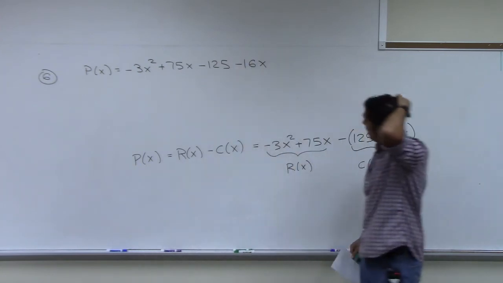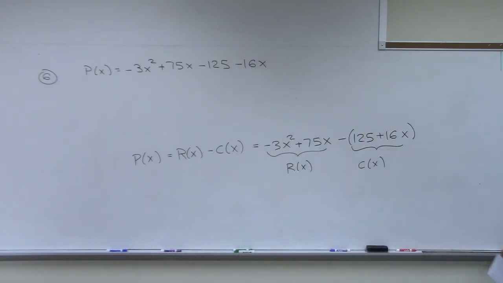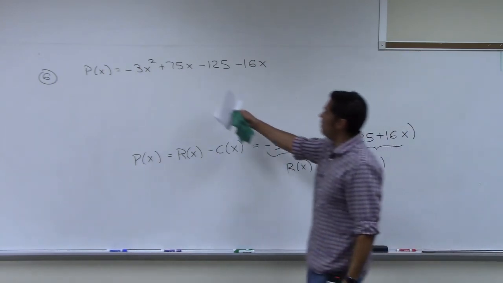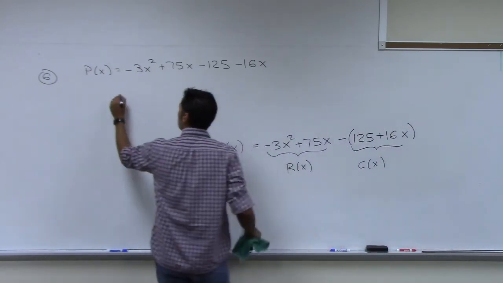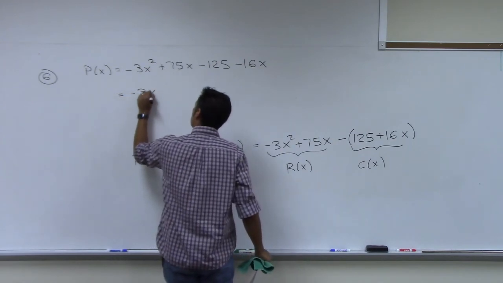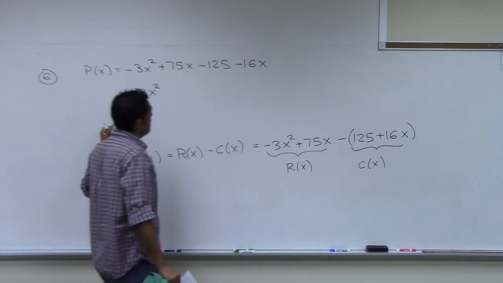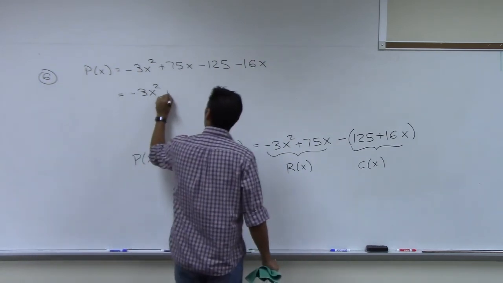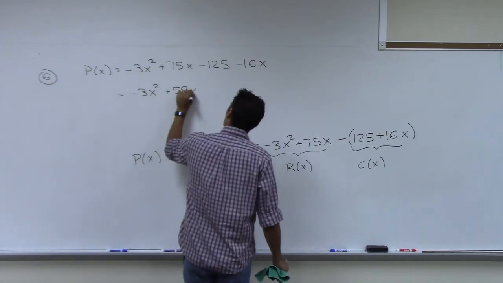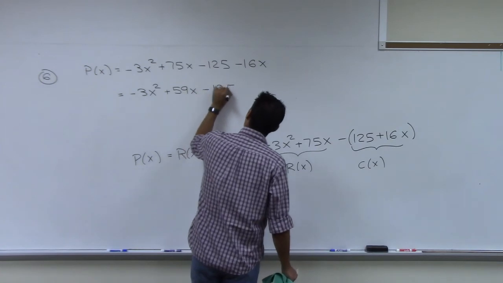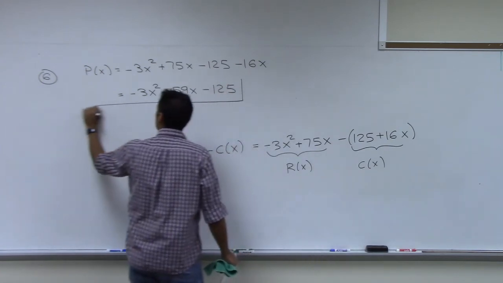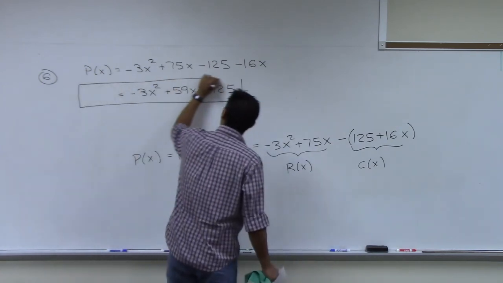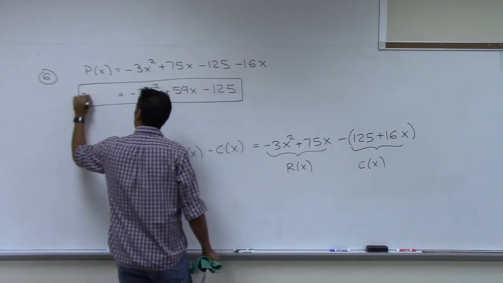Can you combine any of those things together? 75x take away 16x, right? You can take these and subtract. So you should have negative 3x squared with 75x minus 16x, 59x. And then minus 125. This is your profit function.